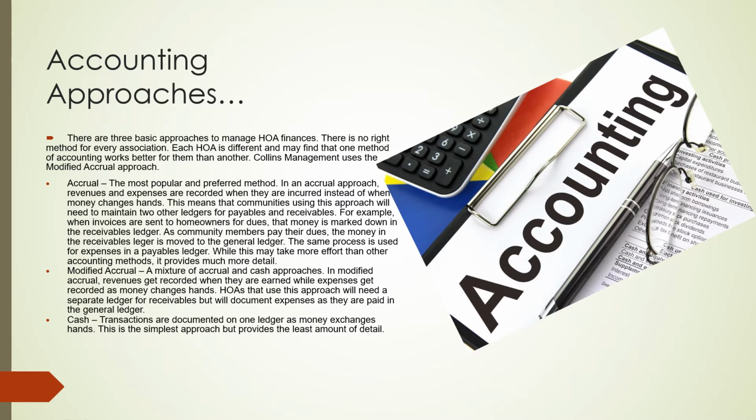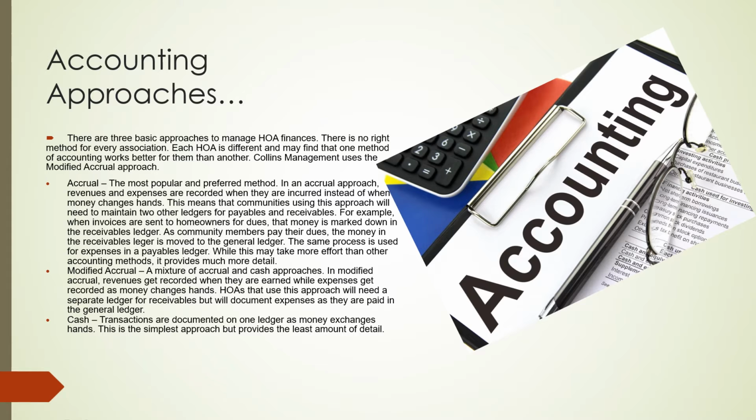For example, when invoices are sent to homeowners for dues, that money is marked down in the receivables ledger. As community members pay their dues, the money in the receivables ledger is moved to the general ledger. The same process is used for expenses in a payables ledger. While this may take more effort than other accounting methods, it provides much more detail.